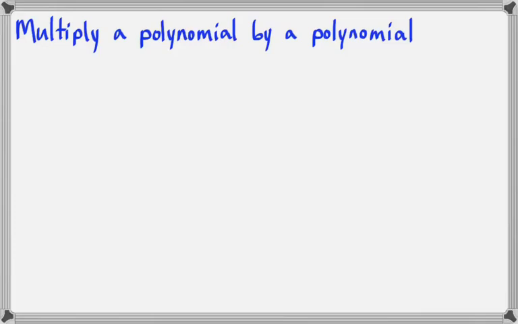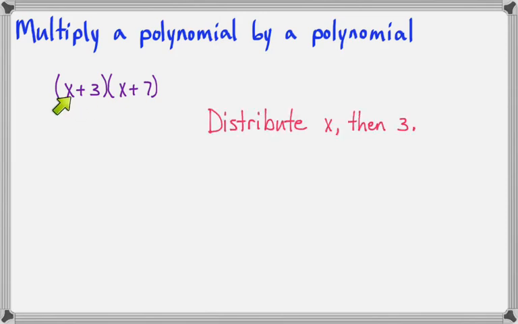In this lesson, we'll talk about how to multiply a polynomial by another polynomial. So this time, when we multiply, each factor will have more than one term. In this example, I have two terms here and two terms here. The good news is that this works exactly like multiplying a monomial by a polynomial if you treat each term separately. So what we will do here is we will distribute the x and then we will distribute the 3.